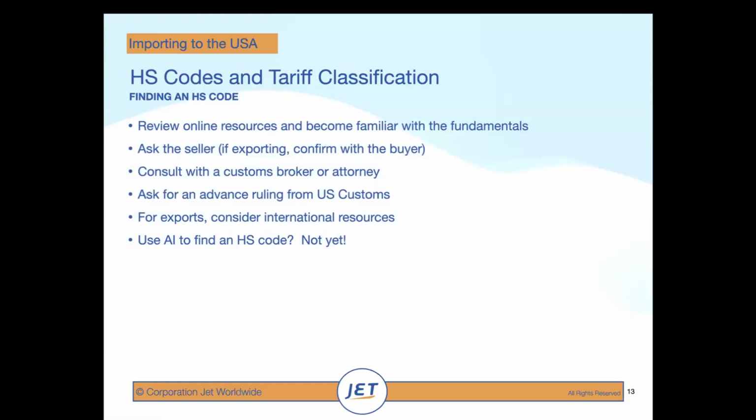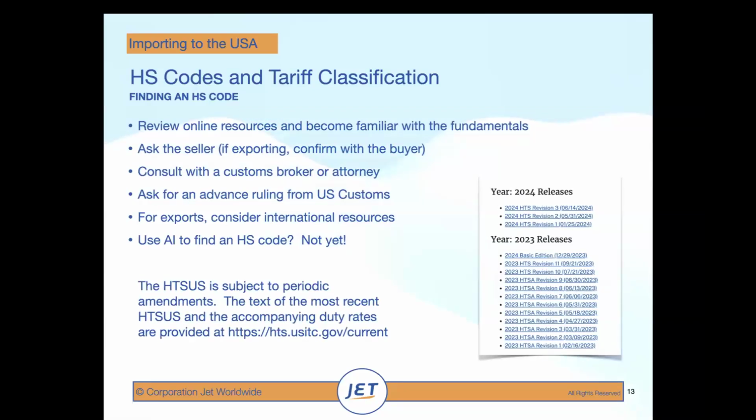You can also consult, if you have one, your customs broker or attorney. You can ask for an advanced ruling from US Customs. And for exports, you can consider international resources, which are similar to the US resources. You may also be tempted to use ChatGPT or AI to find an HS code. I've tried it myself several times, and it's not working yet. So you can try the AI stuff, but I wouldn't depend on it.